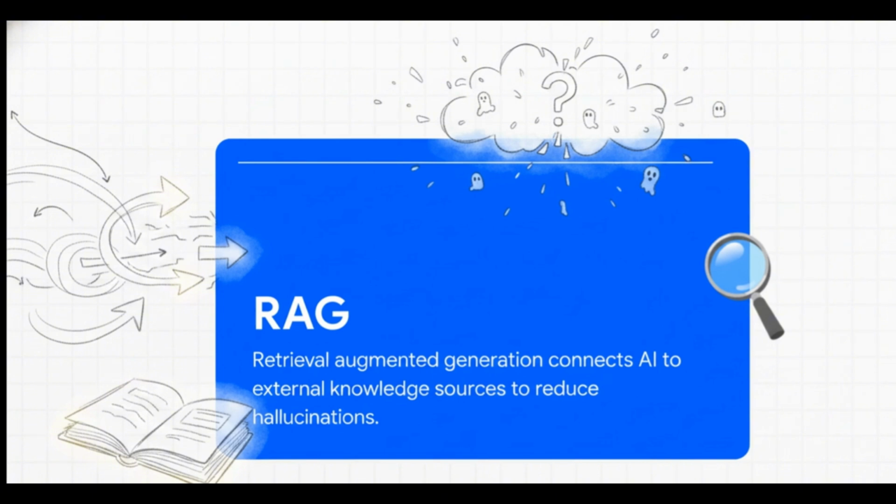RAG completely solves this issue by pulling in live, external knowledge sources during your prompt, keeping the AI totally grounded in reality. So instead of asking the AI to guess a company's recent revenue and risking a wild hallucination, RAG allows the model to literally read today's live financial report before it even formulates an answer.